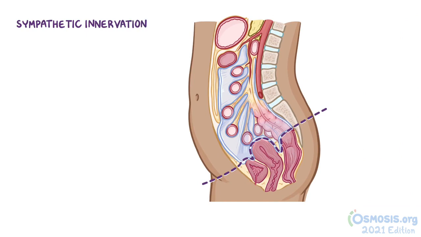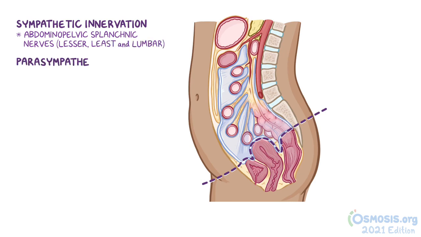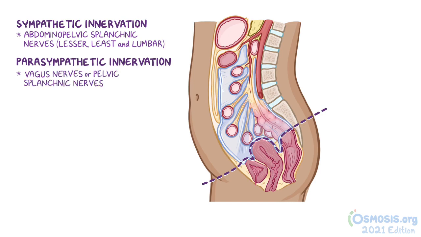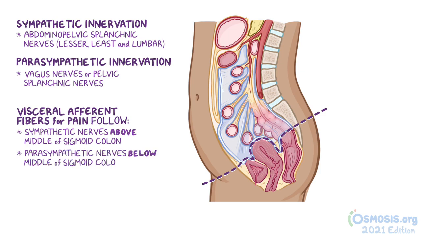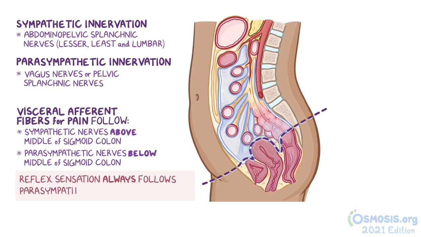Sympathetic innervation derives from the abdominopelvic splanchnic nerves, specifically the lesser splanchnic nerve, least splanchnic nerve, and lumbar splanchnic nerves, while the parasympathetic fibers derive from the vagus nerves or pelvic splanchnic nerves. Visceral afferent fibers transmitting pain from the large intestine follow sympathetic fibers above the middle of the sigmoid colon and parasympathetic fibers below the middle of the sigmoid colon. And remember, reflex sensation always follows parasympathetic fibers.